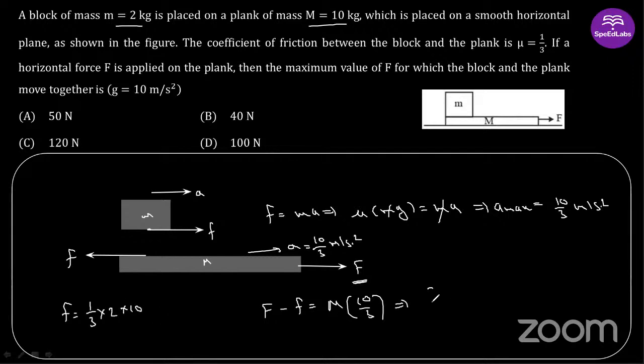So I can write that F minus 20 by 3 is equal to capital M, which is 10, times 10 by 3. So it is 100 by 3. And eventually this 20 by 3 will go to that side and it will add up. So we'll get 120 by 3 as an answer. Answer is 40 Newton. So this is the maximum possible force. If you apply more force than this, then what will happen? This acceleration will increase and the small block won't be able to keep up.